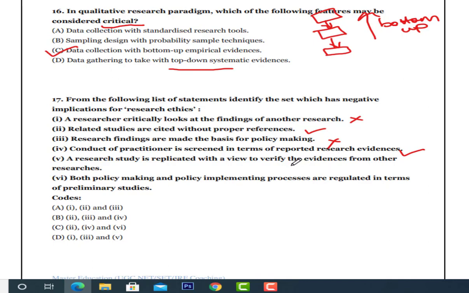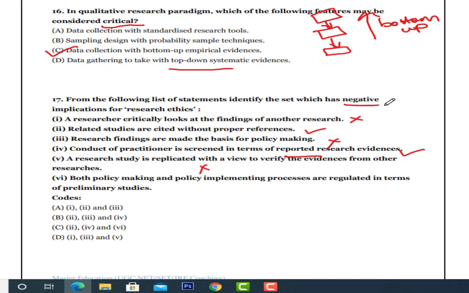So there is a lot of chance at the time of research reporting. Okay. The next one, a research study is replicated with a view to verify the evidence from other researchers. So this is not a negative one. This is just positive only.